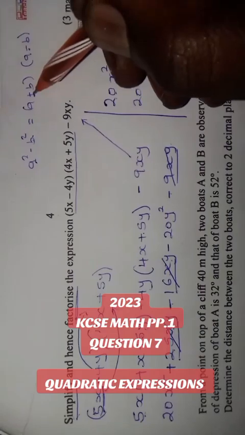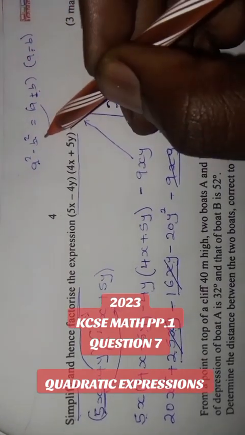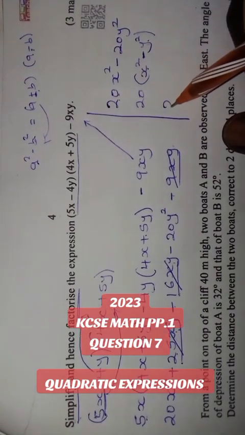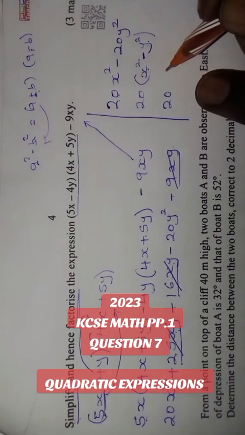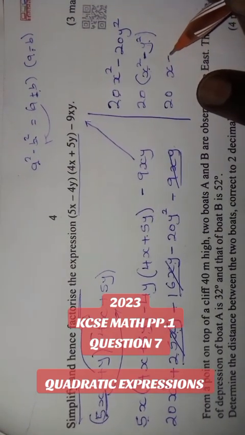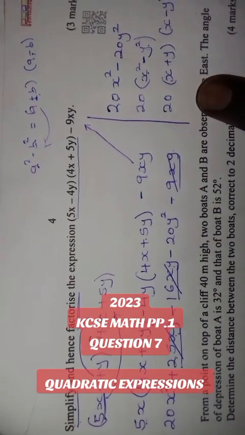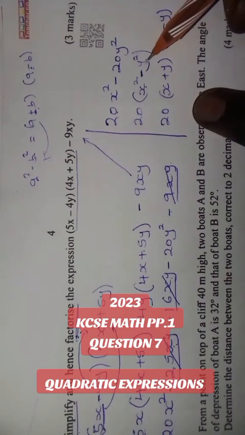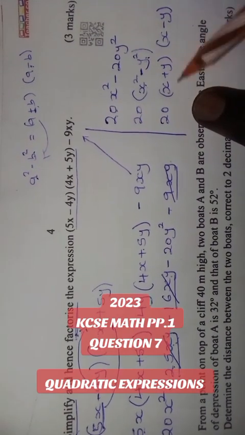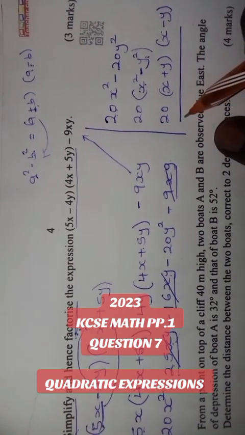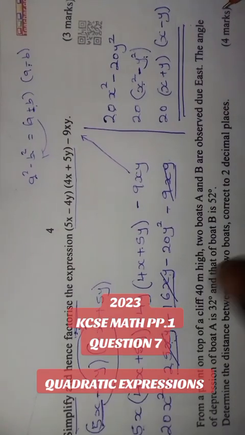So if I factorize this one, I'm likely to get this answer. So if I'm going to simplify this, I'm going to have 20, then (x plus y) and (x minus y). So I've just factorized this in the form of the third law of quadratics. This is how you are supposed to leave your answer, as simplified and factorized.